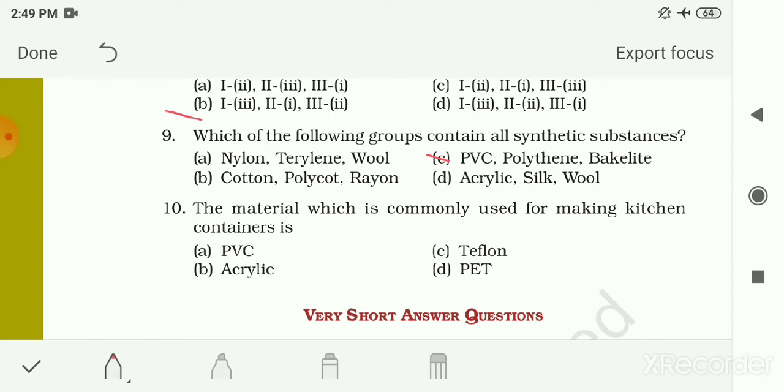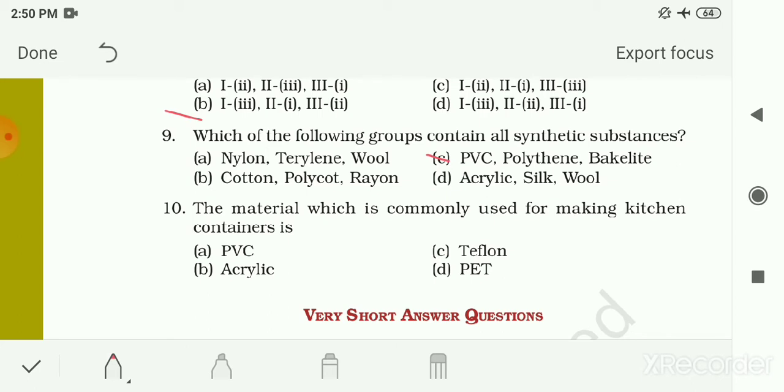And in option D it is given acrylic, silk and wool. In this, silk and wool are natural fibers, so it will not be your answer. So here your answer is option C, that is PVC, polythene and bakelite. These are all synthetic substances.